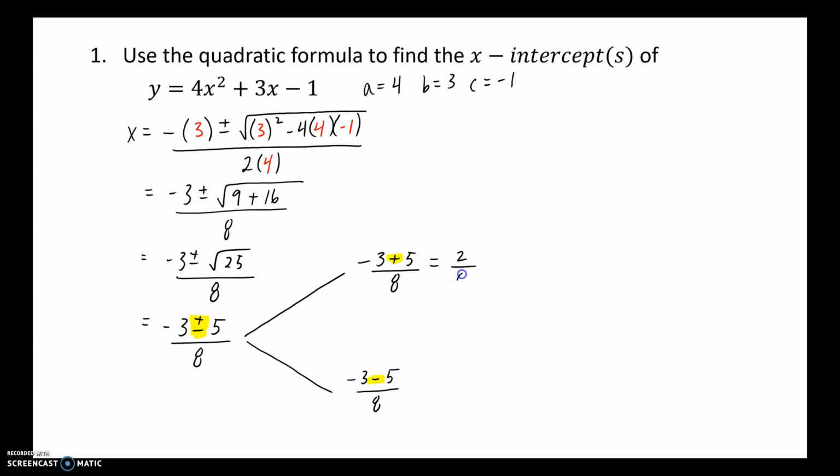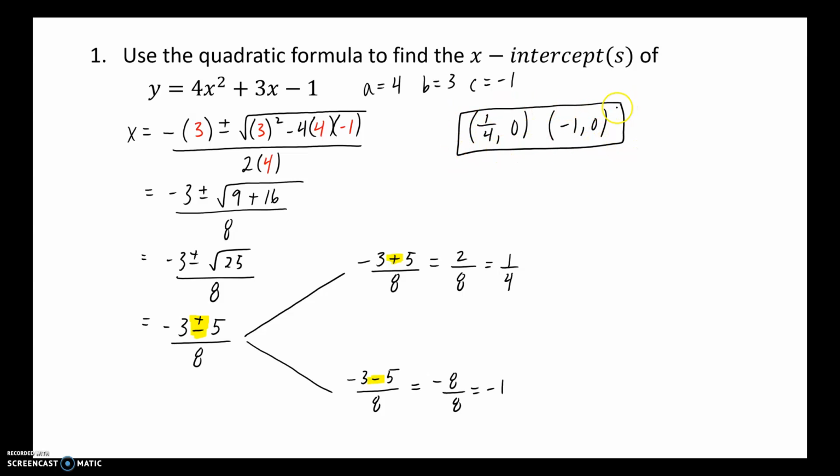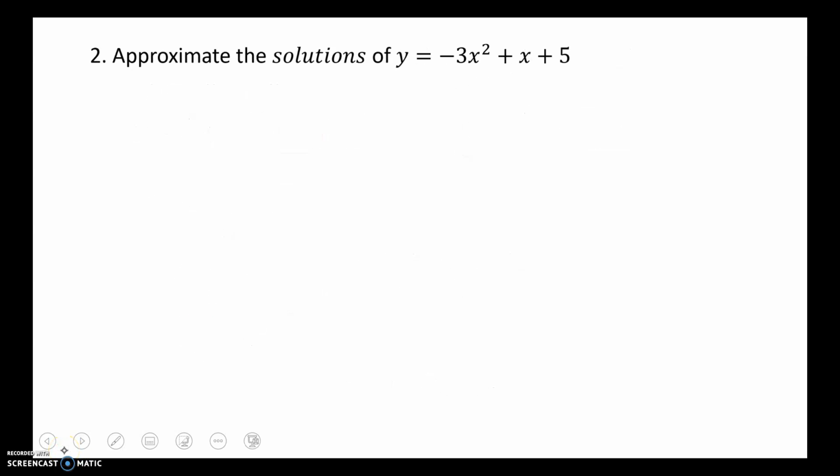-3 plus 5 is +2. 2/8 reduces to a fourth. -3 minus 5 is -8. Divided by 8 would give me -1. So what are my x-intercepts? My x-intercepts are at the points (1/4, 0) and (-1, 0). Okay, let's look at another one.